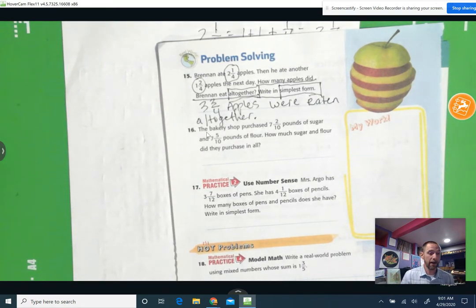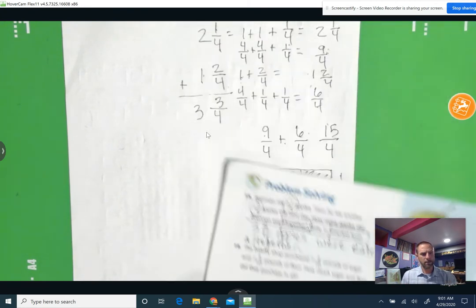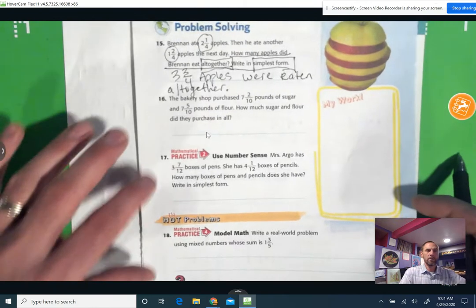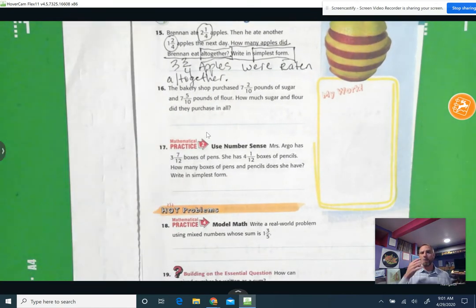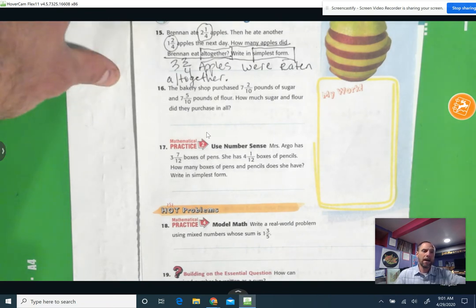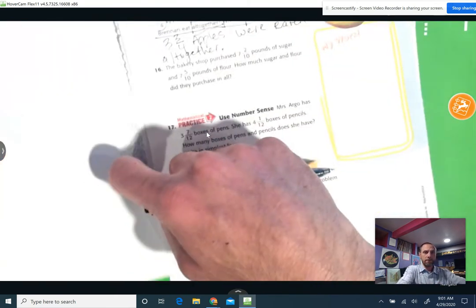Okay, all right, let's take a look at number 16. Again, sorry, Mrs. Smith, Mr. Schnetz, I'm going to use your word problems here. The bakery shop purchased 7 2/10 pounds of sugar and 7 5/10 pounds of flour. How much sugar and flour did they purchase in all?